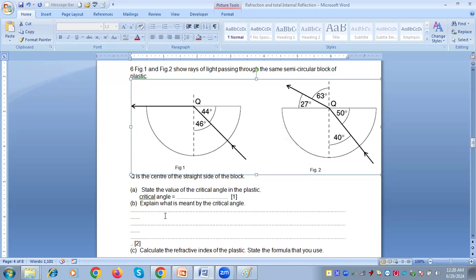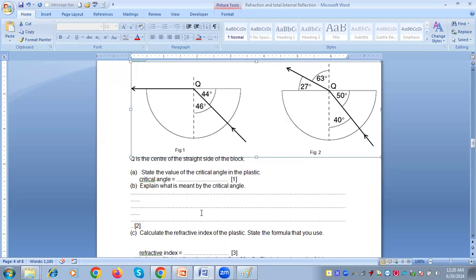Okay, let us read all the parts at the same time. Explain what is meant by critical angle. Definition is already given: the angle of incidence for which the angle of refraction becomes 90 degrees. So 46 is the critical angle.